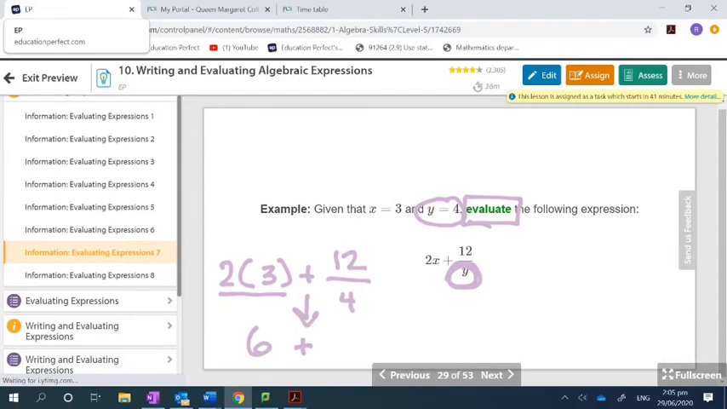Then I get to some division. What's 12 divided by 4 going to make? 3. The multiplication and division is done, so all that's left is just to combine those. What's 6 plus 3 going to make? 9. And that's your completed answer.